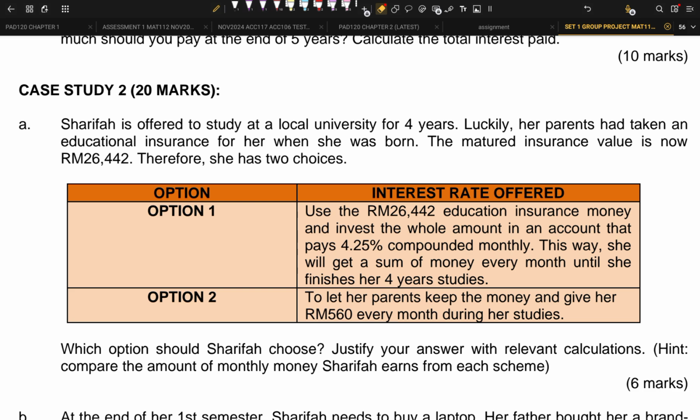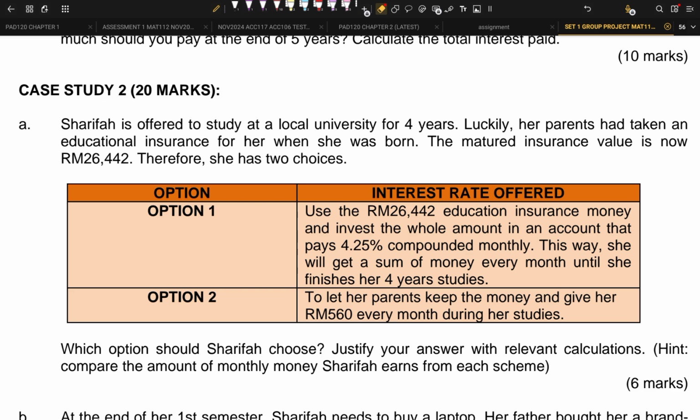So, for question A, Sharifah is offered to study at a local university for 4 years. Luckily, her parents had taken an educational insurance for her when she was born. The mature insurance value is now 26,442 ringgit. Therefore, she has two options.